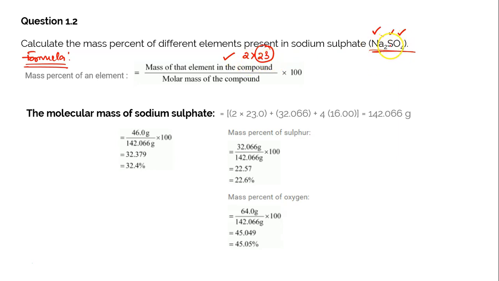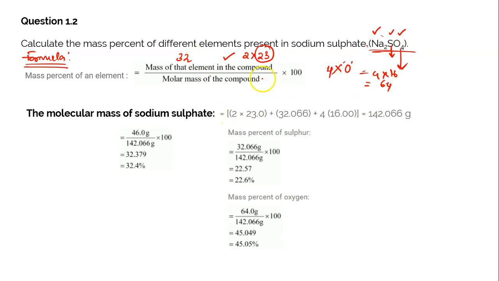Similarly, if you are calculating mass percentage of sulfur, you will be considering the mass of sulfur in the numerator. Since you have 1 sulfur, which weighs 32, you're going to take 32 in the numerator. And now when you talk about mass percentage of oxygen, you have to take 4 into the count, because in this molecule, with respect to which you're calculating mass percentage, there are 4 oxygen atoms. So it is 4 into the mass of oxygen, which is 4 into 16, which altogether is equal to 64 units. So in the numerator, you will be taking 64.